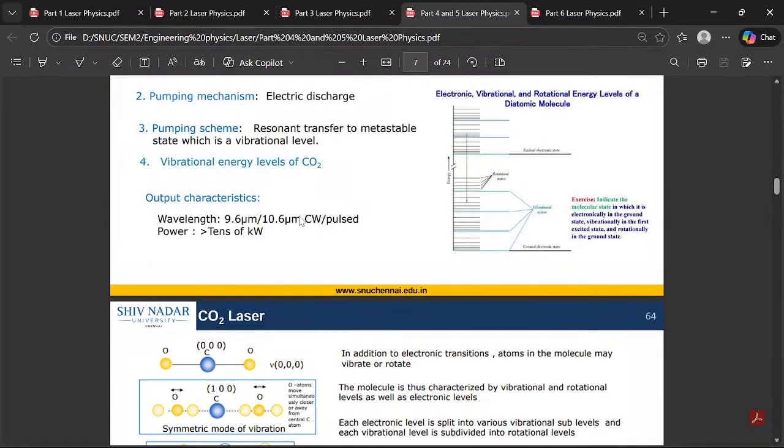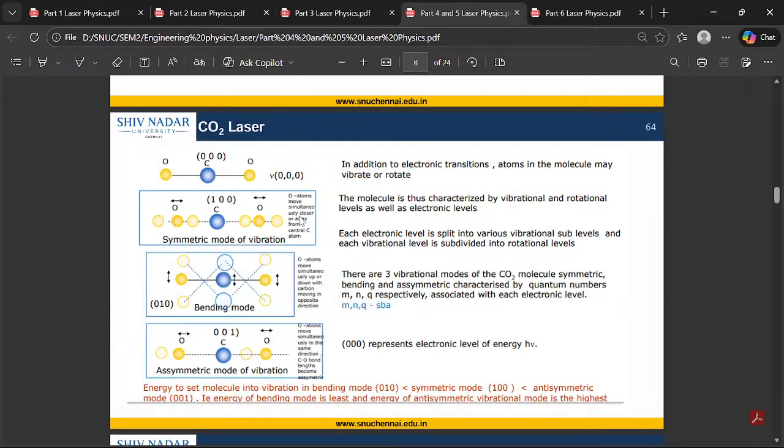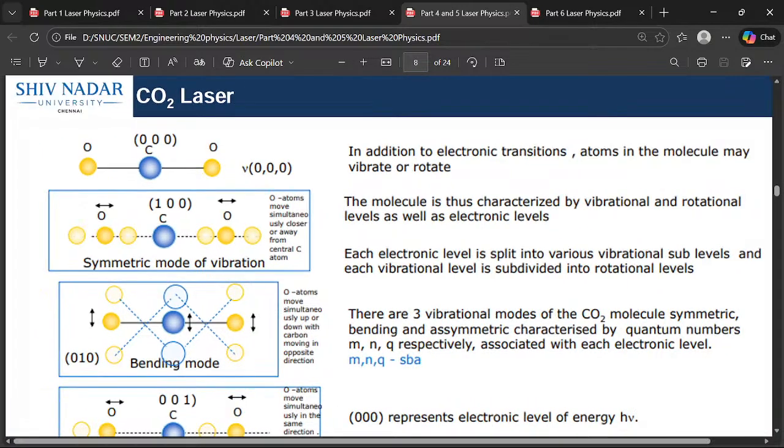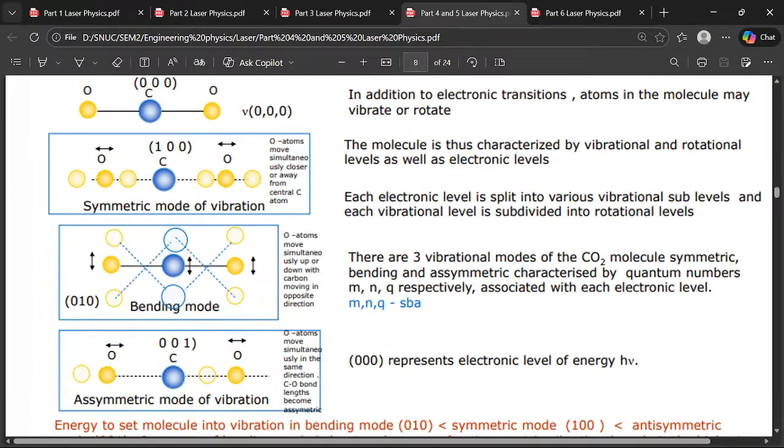So first, we need to understand the movement in CO2. As you can see, the C, that is the carbon atom, is in the center, and O is on either side of it, so it is O=C=O. When it is in the symmetric mode of vibration, the O atoms simultaneously go away from the C atom and come to it. In bending mode, the two O atoms go up and C comes down, and vice versa. So this is bending mode of vibration.